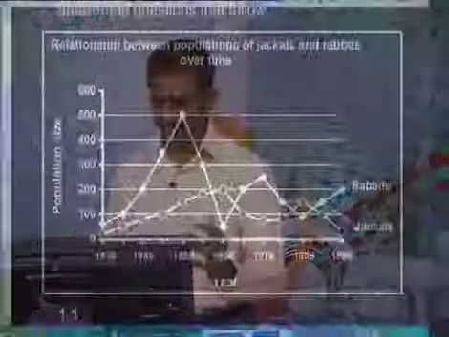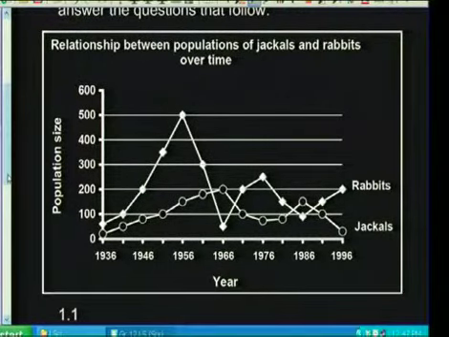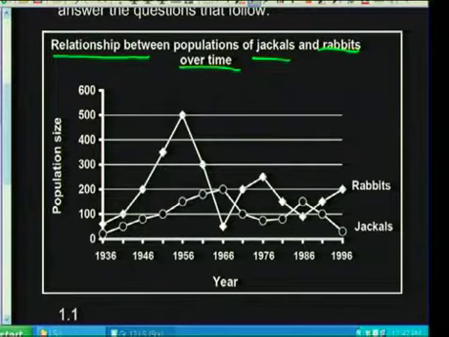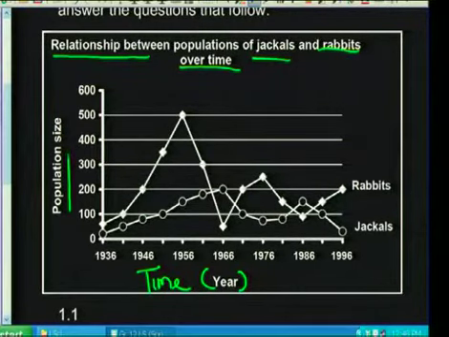So let's look at this. The first thing I'm going to look at is the heading. The heading for this graph is the relationship between populations of jackals and rabbits over a period of time. So obviously it's showing us how these two organisms interact over a period of time. On the x-axis, the independent variable, we see year, and year is a unit of time, so we see time on the x-axis, and we see population size on the y-axis, increasing in units of 100. And here on the x-axis we see time in units of 10-year intervals.